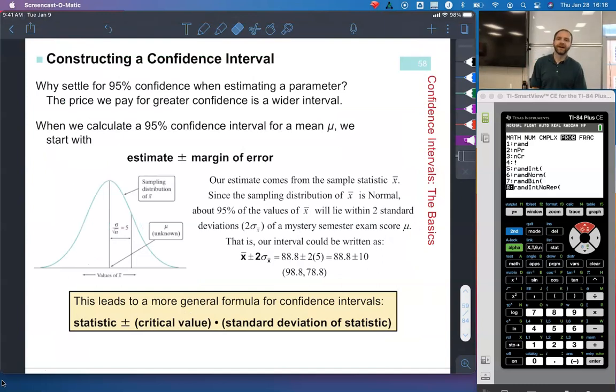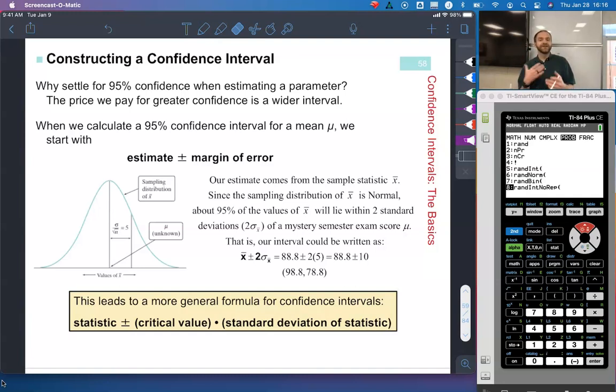So, here we are. Why settle for 95% when estimating a parameter? Why not go for greater confidence? I've already kind of addressed this, and you can go through and read this. When we're calculating a 95% confidence interval for a mean mu, we start with an estimate plus or minus a margin of error. Our estimate comes from a sample statistic x bar, and the sampling distribution of x bar is normal. About 95% of the values of x bar are going to lie within 2 standard deviations. Remember the empirical rule: 68, 95, 99.7. 95% lies within 2 standard deviations of the center.